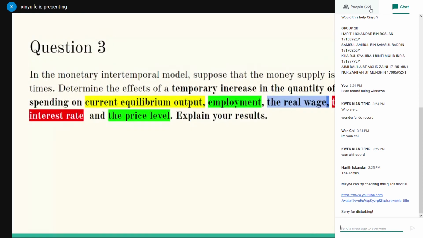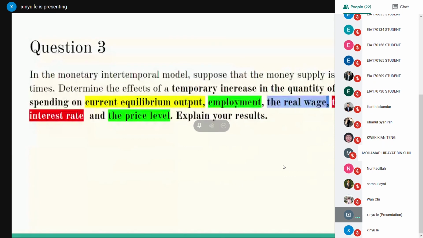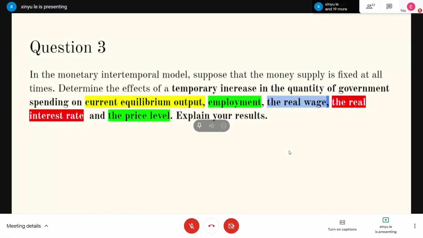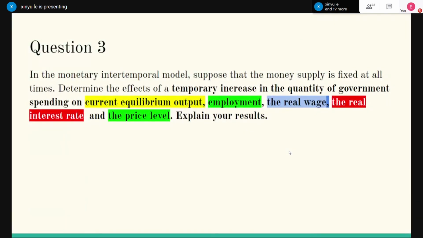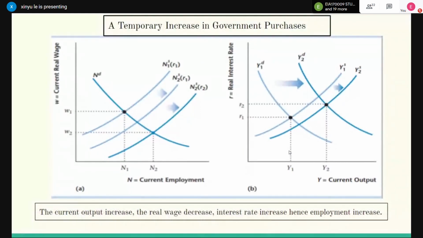Next, question 3. In the monetary intertemporal model, suppose that the money supply is fixed at all times. Determine the effects of a temporary increase in the quantity of government purchases on current equilibrium output, on employment, the real wage, the real interest rate, and the price level. So explain the result. Next. The model shows the temporary increase in government purchases. So the next slide is the explanation.